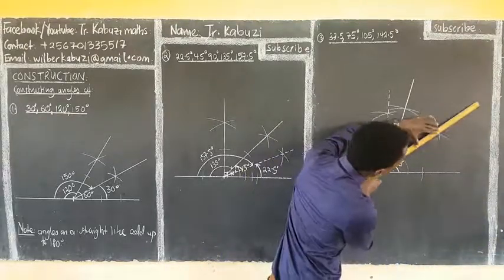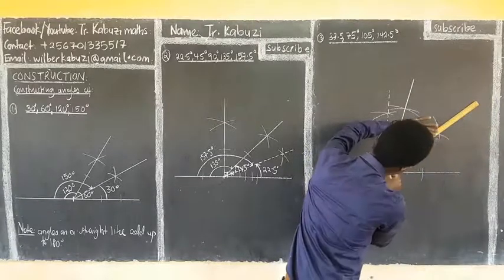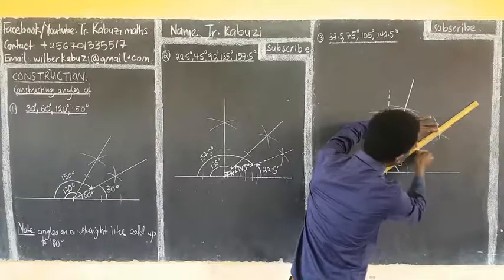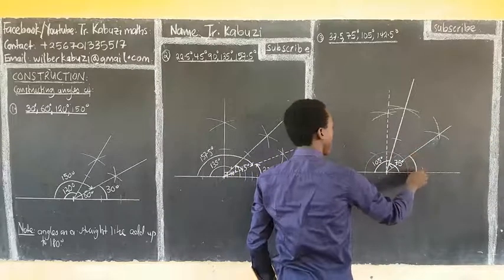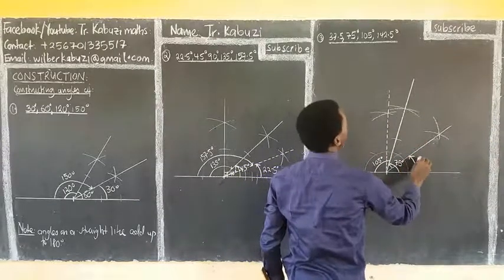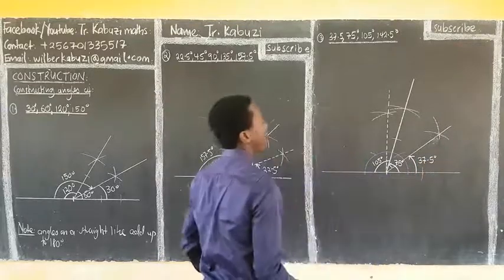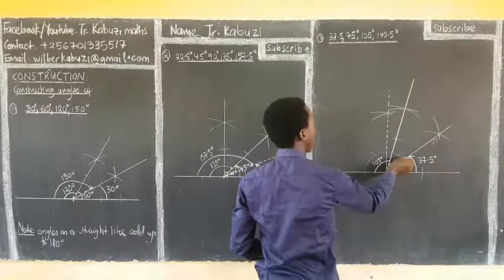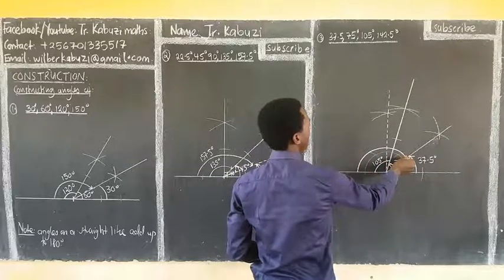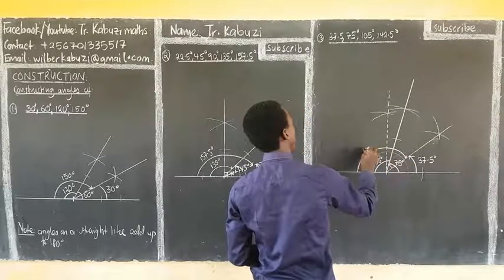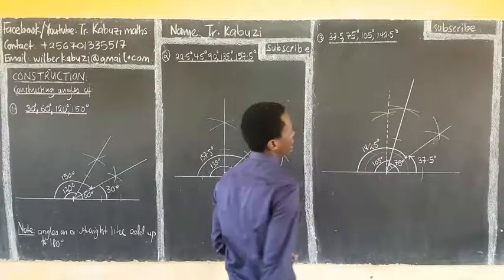Now I join, their point is there, so they are meeting. Then to this, then draw a line there. That will be now from here up to here, it's going to be 37.5 degrees. Now the balance from here up to this side is going to be 142.5 degrees. As simple as that.